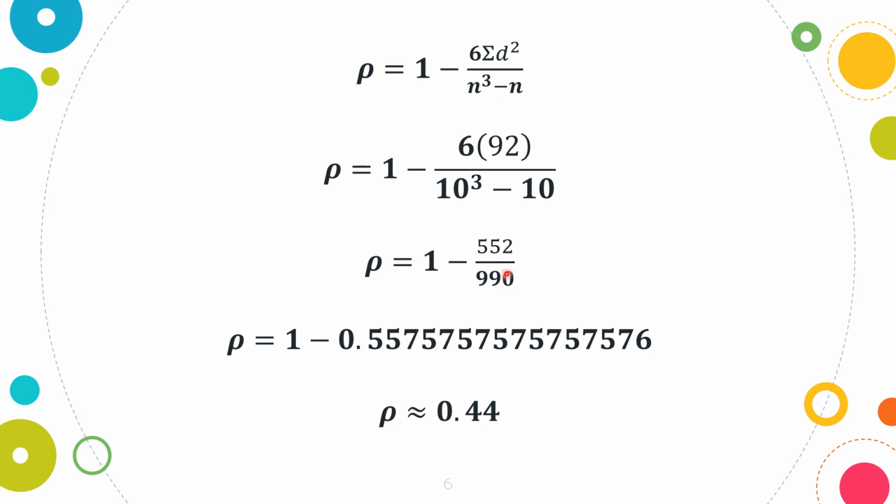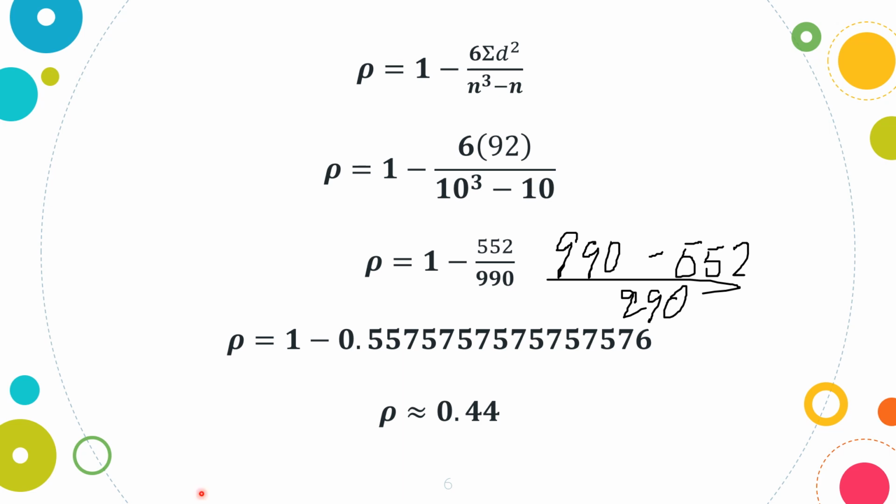Then we need to simplify first the fraction in here. 552 divided by 990 is this decimal. Or pwede rin, 990 minus 552 divided by 990. You get the LCD. The LCD of 1 and this fraction is 990. Then 1 minus the answer from this fraction.